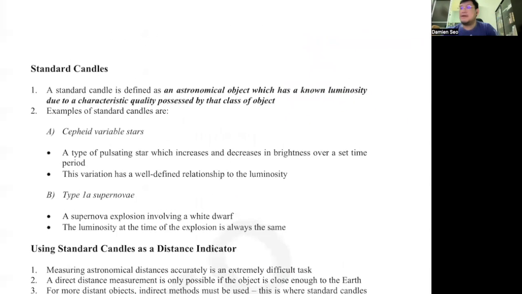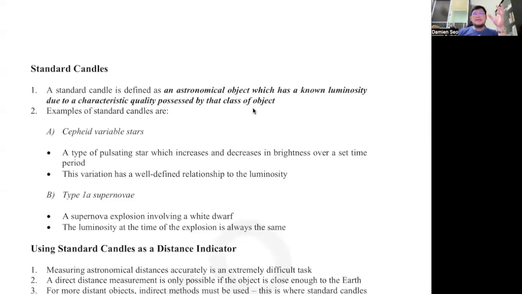Right, next formula. Let's talk about what a standard candle is first. The standard candle definition, you must know. The definition of a standard candle is this: an astronomical object that has a known luminosity. Actually, for 1 mark, you can just write the first sentence here. But if the question asks for 2 marks, then I give you another detail: due to a characteristic quality possessed by that class or object. Now, what does that mean? It's a bit confusing, right?